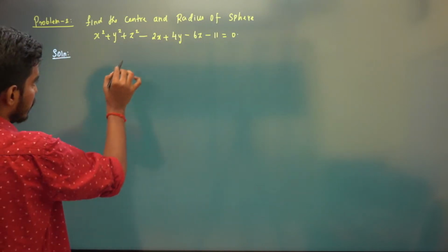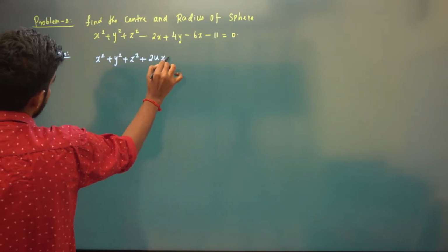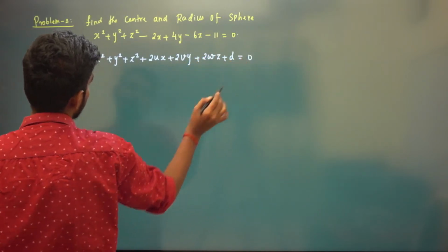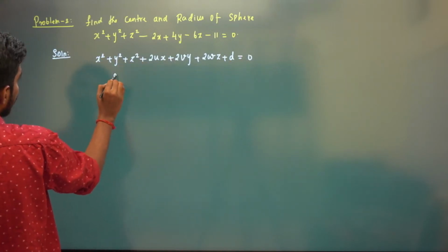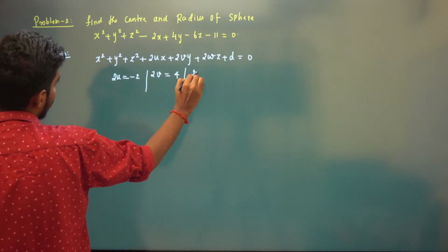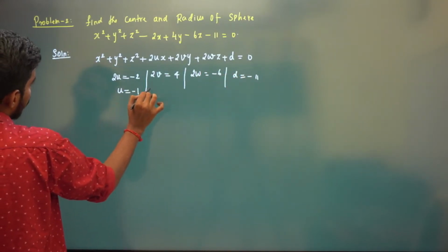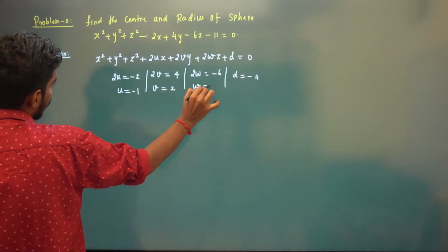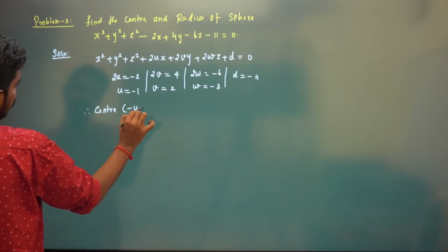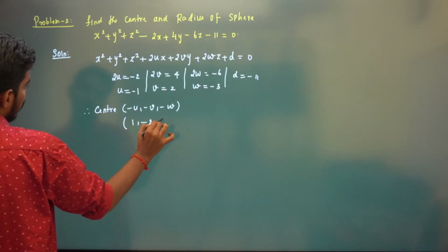So they have given the equation of the sphere in general form. It is x square plus y square plus z square plus 2ux plus 2vy plus 2wz plus d is equal to 0. Now compare this. So you will have 2u is equal to minus 2, 2v is equal to 4, 2w is equal to minus 6, d is minus 11. So we have u to be minus 1, v to be 2, w to be minus 3. Therefore, the center is minus u, minus v, minus w.